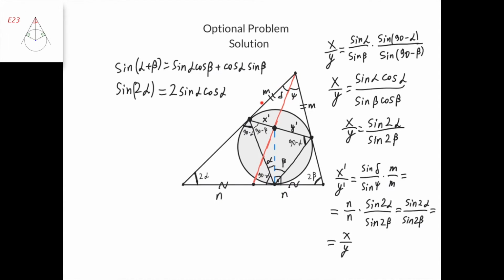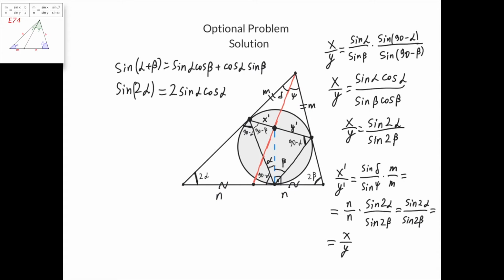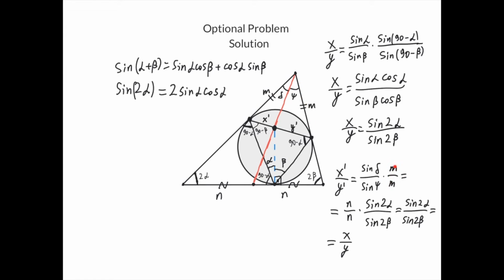Also, let the length of this segment be m, and the length of this segment is also m, because these are tangent lines to this circle from this point, then this equals this. Also, we know that this point is the midpoint of this side of the triangle, so let's call this segment n, then this segment is also n. Now let's apply the law of sines for this triangle and this triangle. We get that x prime divided by y prime equals sine of delta divided by sine of psi times m divided by m, which is written here. Now m divided by m is just 1, so we can ignore it.